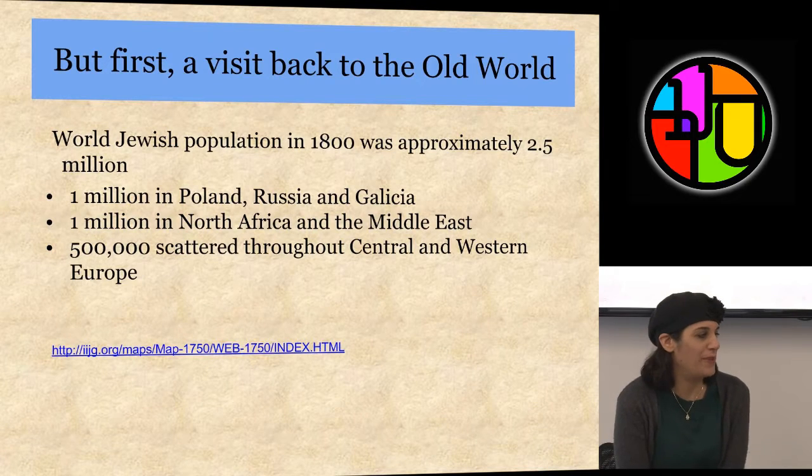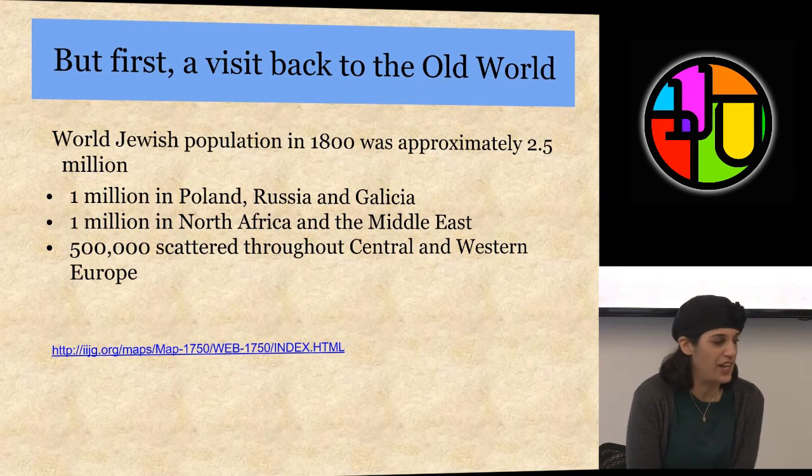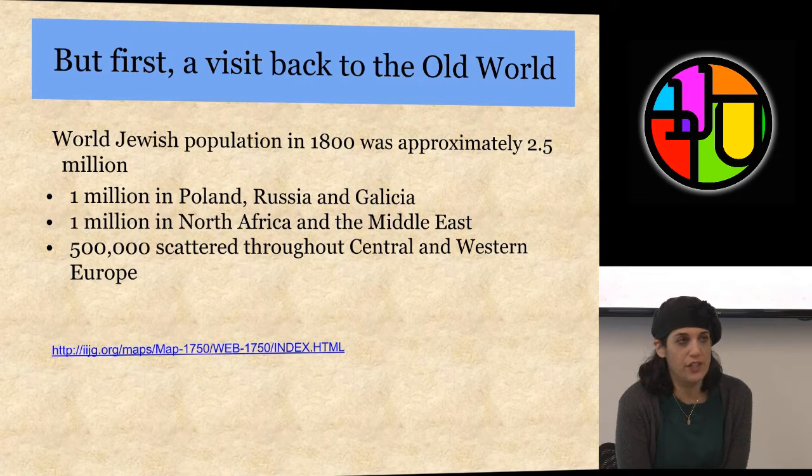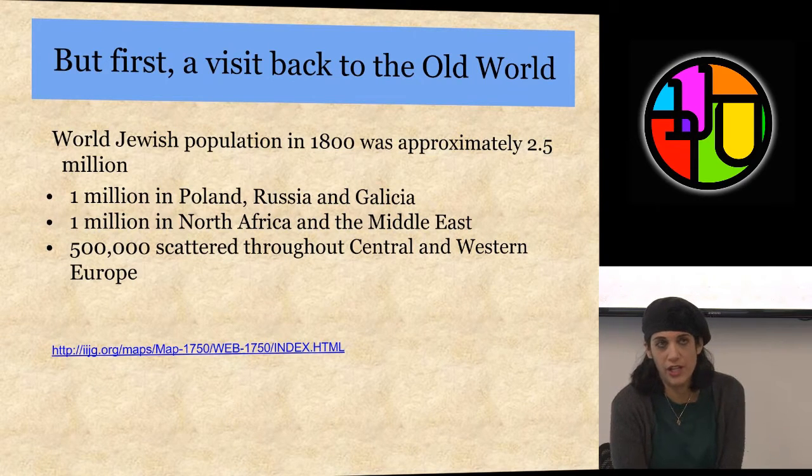The world Jewish population in 1800, as you see here on the slide, was about 2.5 million. Sizable population. It's going to grow exponentially in the 19th century, but at the beginning of the 19th century, it's about 2.5 million. Of that 2.5 million, we have 1 million in Poland, Russia, and Galicia. Poland's actually part of Russia.